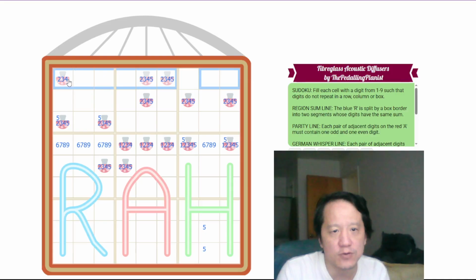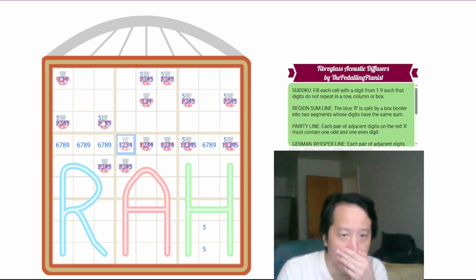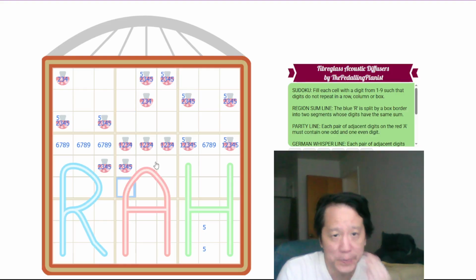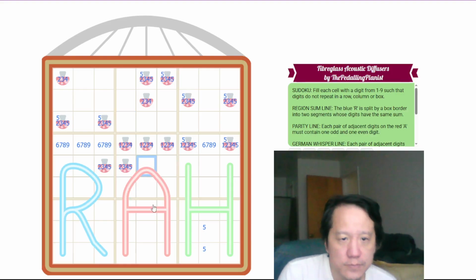Whereas the 5 in row 1, it can only be in one of these two cells, which means this can't be 5, which means one of these two is a 5. So we have a 5 guaranteed here, a 5 guaranteed here, a 5 guaranteed here. Okay. The sum of these 4 digits must equal the sum of these 6.